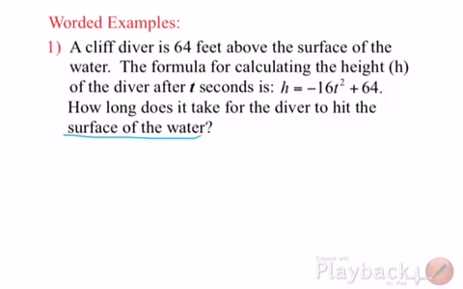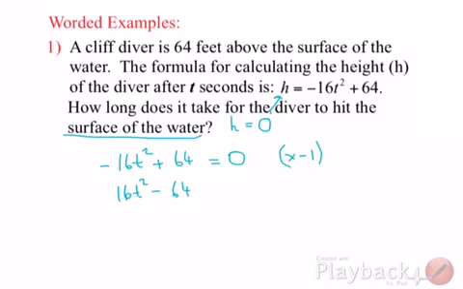So surface of the water, my h is going to be at 0 because I'll be 0 meters off the water. Okay, so that's my first thing. So now I'm going to replace my h with my 0, and I will have negative 16t squared plus 64 is equal to 0. And then I can multiply across by negative 1, and I'll get 16t squared minus 64 is equal to 0.